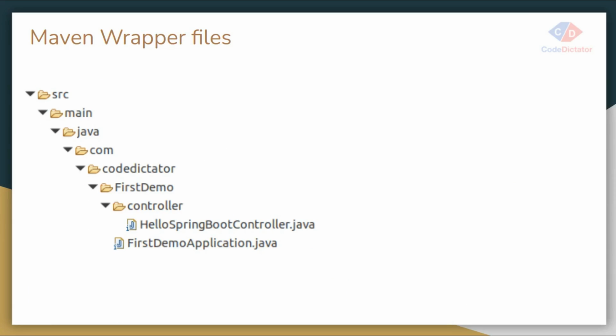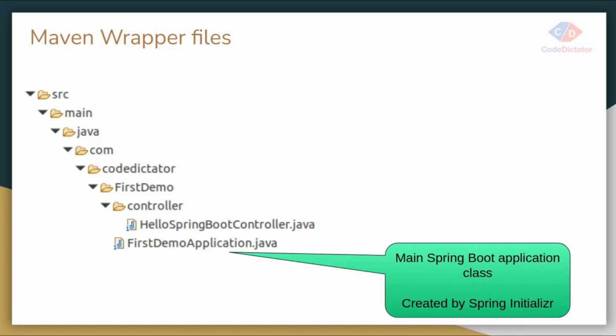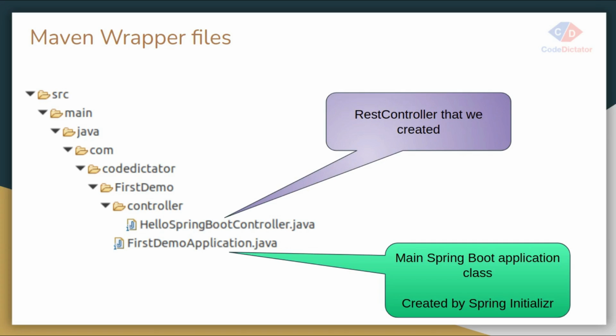So initially we have two different files. We created this controller package, but when we created our application, by default we got that file, FirstDemoApplication.java. We are going into detail about what code we are writing in that file. This is the main Spring application class created by your Spring Initializr, and the HelloSpringBoot controller is the file we created in the last session. If you have not yet completed that session, please go and check it. The link is provided in the description, and you will also get it if you click on the i button.